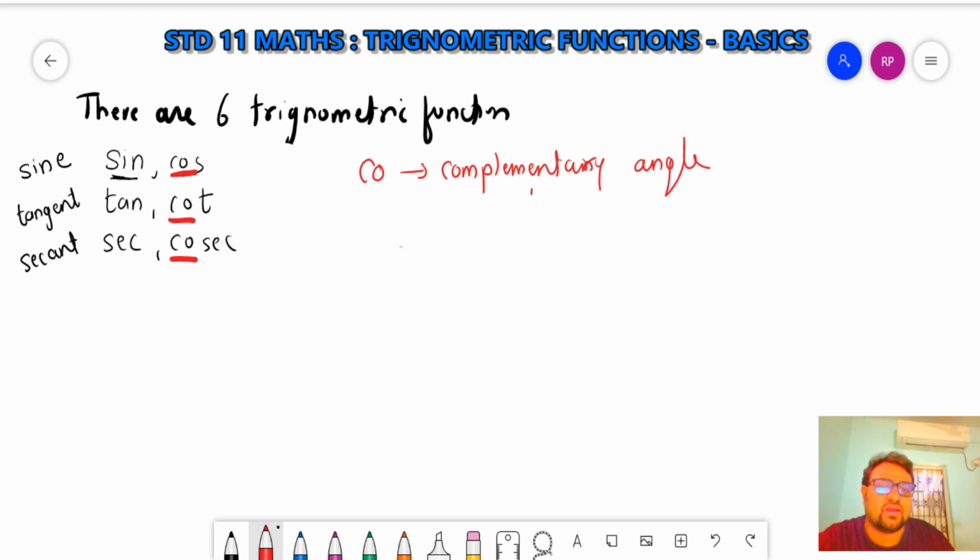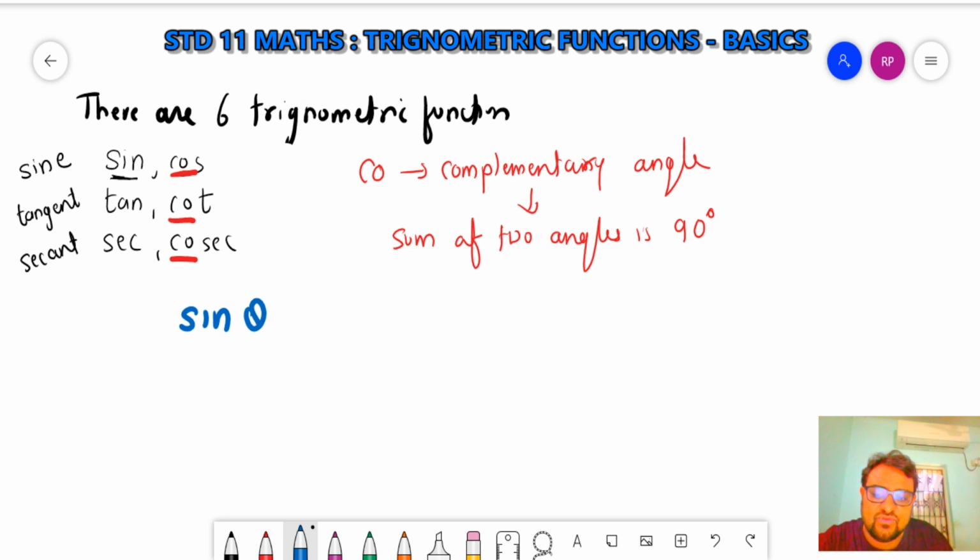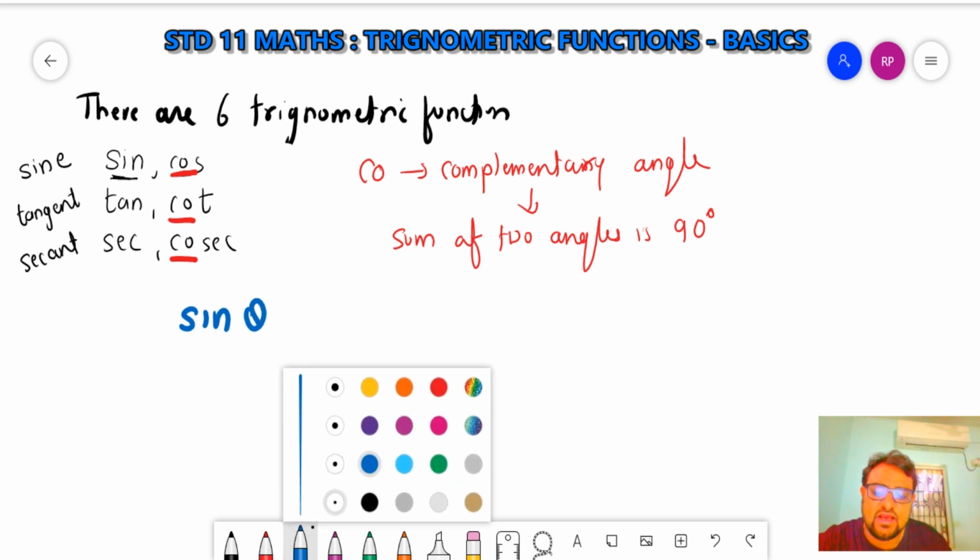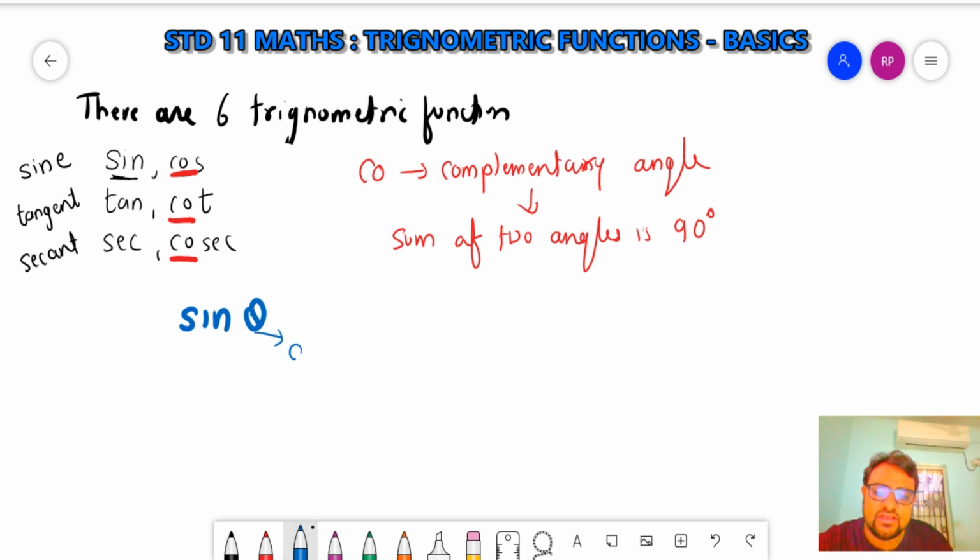Now what is a complementary angle? Complementary angle means the sum of two angles is 90 degrees. Okay, so see, when I write sine theta, then this theta means the angle. Here in sine theta, theta is the angle.